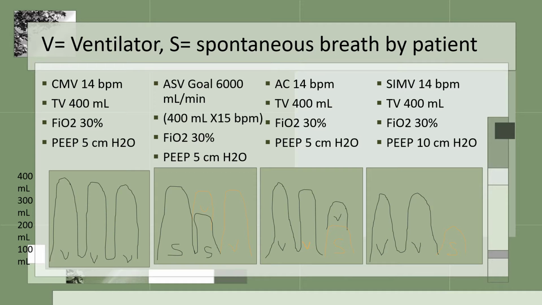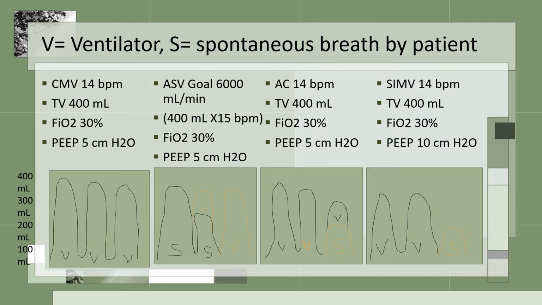So in this slide, I have kind of tried to emulate your notes. In the first problem, we have CMV with 14 breaths a minute, a tidal volume of 400, and FiO2 of 30%, and PEEP of 5 centimeters of water. So you have in that box below the ventilator and the patient's breaths. So I have the letter V to represent the ventilator making all the breaths, because in CMV it controls all the breaths, and the volume is going all the way up to the 400 mark.